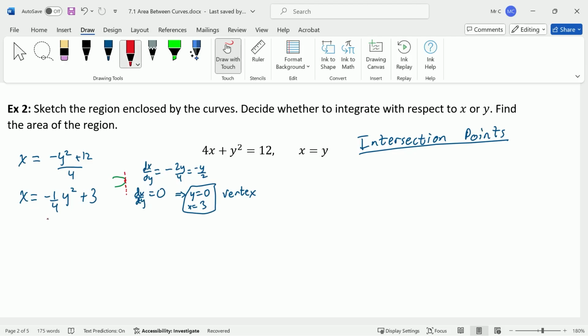Well, I know on one curve, x equals negative 1/4 y squared plus 3, and on the other curve, x equals y. So when those two things are equal, you'll get those two graphs crossing over each other. So negative 1/4 y squared plus 3 equals y. I'll move the 1/4 y squared across. I get 1/4 y squared plus y, and I'll subtract the 3, minus 3.